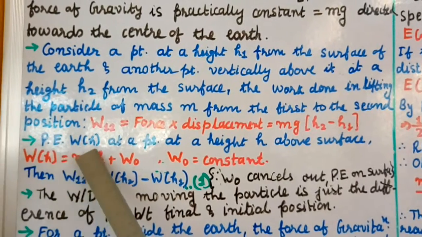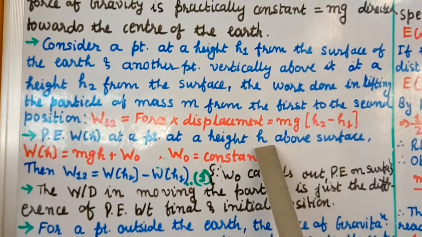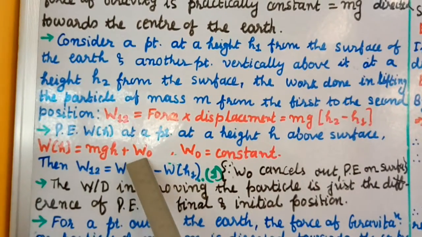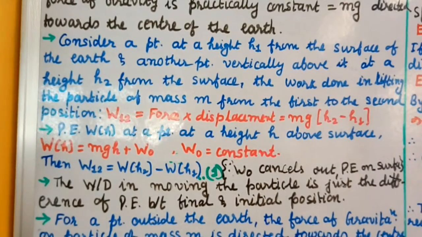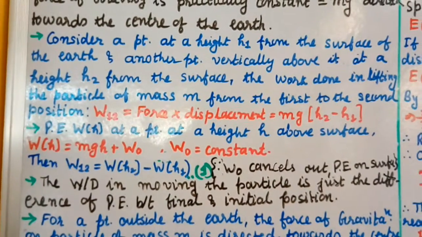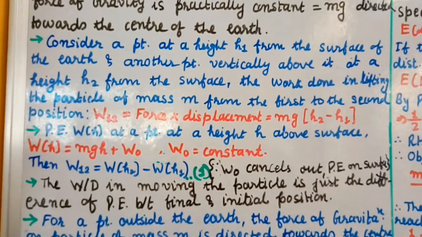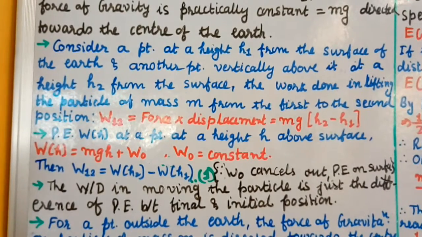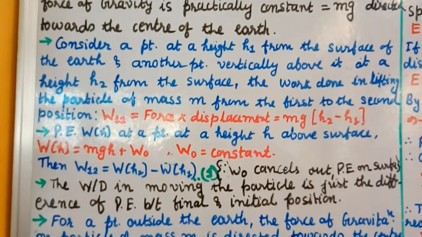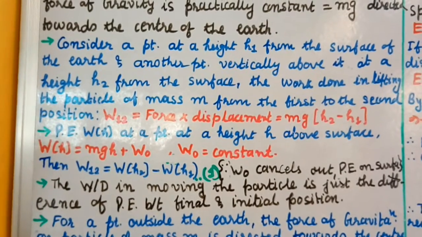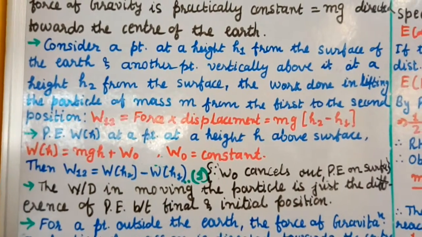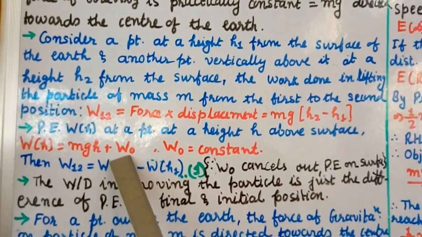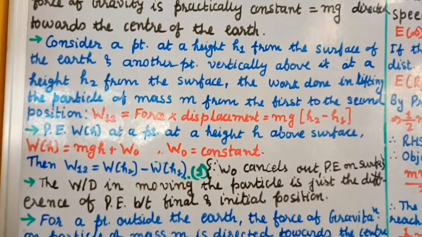Now potential energy WH at a point at a height h above the surface is given as WH equal to mgh plus W naught, where W naught is a constant. Now we have studied that if you have got any object at the height h, then it has got some stored energy. That energy is called potential energy and it is given by mgh. Okay, m is the mass and g is the acceleration due to gravity and h is the height at which the object is placed. So the potential energy is given as WH equal to mgh plus W naught. Okay, now potential energy is also a stored energy.